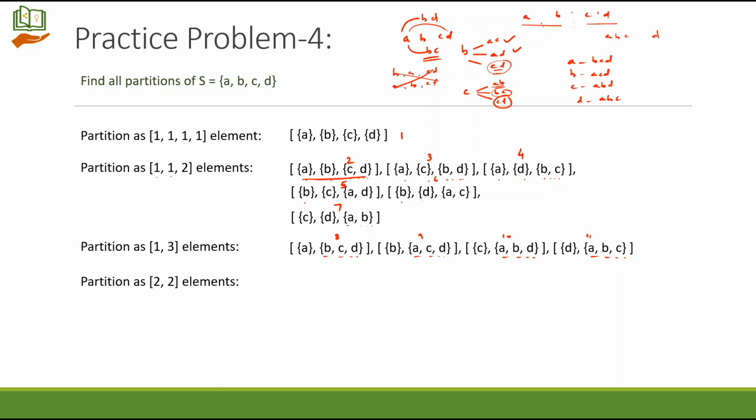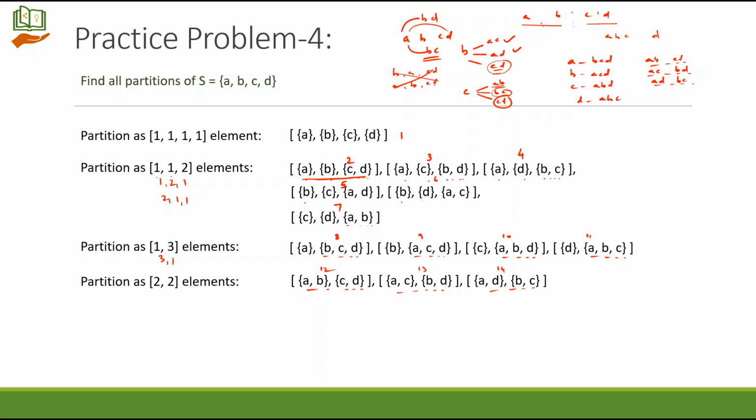What about 2 comma 2 pairs? If you consider AB as a pair, then CD becomes a pair. If you consider AC as a pair, then B and D become a pair. If you consider A and D as a pair, then B and C become a pair. So this is 12, 13 and 14. The 1, 3 and 3, 1 cases are going to be the same.